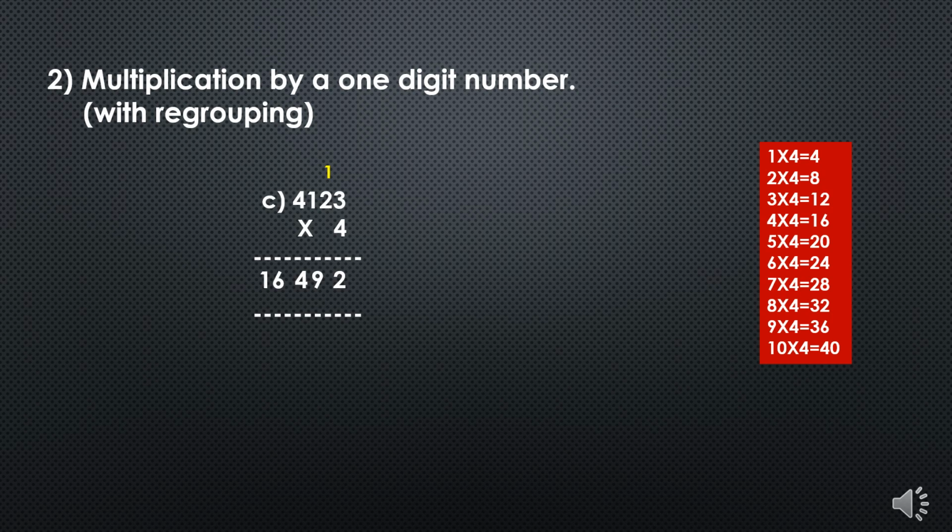So next we want to multiply by the tens digit number. 2 4s are 8 and we want to add the carry number 1. So 8 plus 1, 9 we will get. Next we want to multiply by the hundreds place digit 1 by 4. So 1 4s are 4. Last we are multiplying the thousands place digit by 4. 4 4s are 16. So what is the product we are getting? 16,492. So when we multiply 4123 by 4, we will get 16,492. All of you understood?